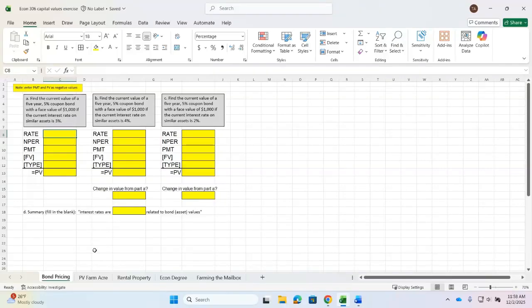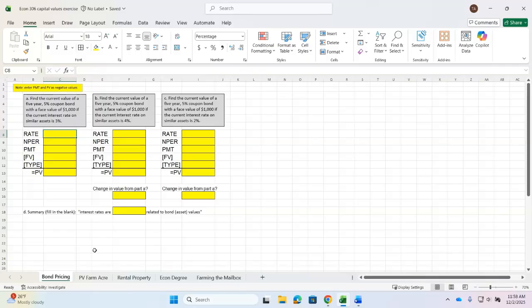Well, hello, students. This is Professor Watts, and today we are going to do some capital value exercises in Excel to illustrate the valuation concepts and the time value of money math and the role of interest rate changes in capital values that we've been looking at in intermediate micro. And what we want to do here is just understand a basic valuation framework.